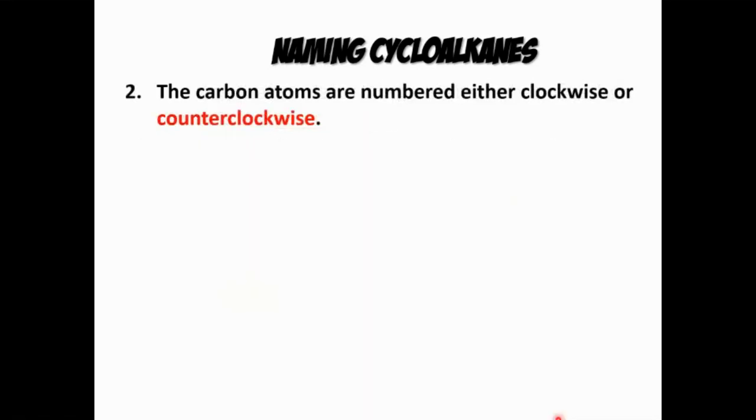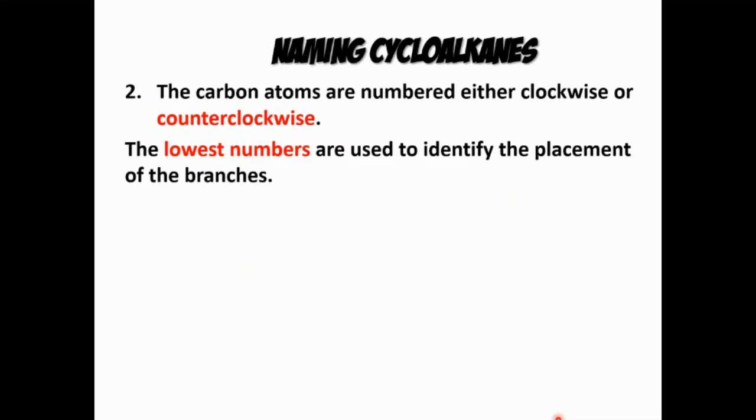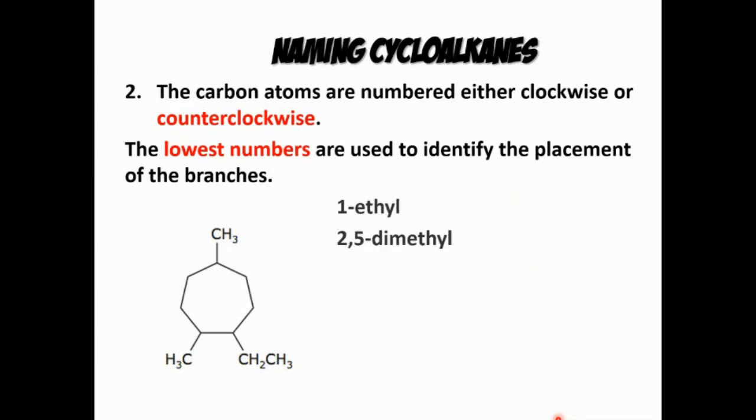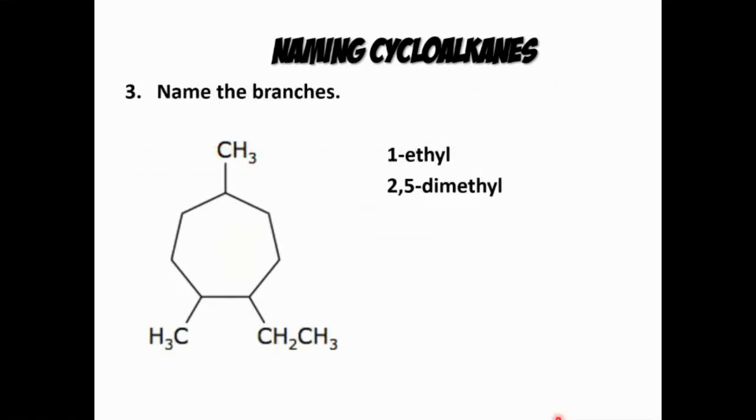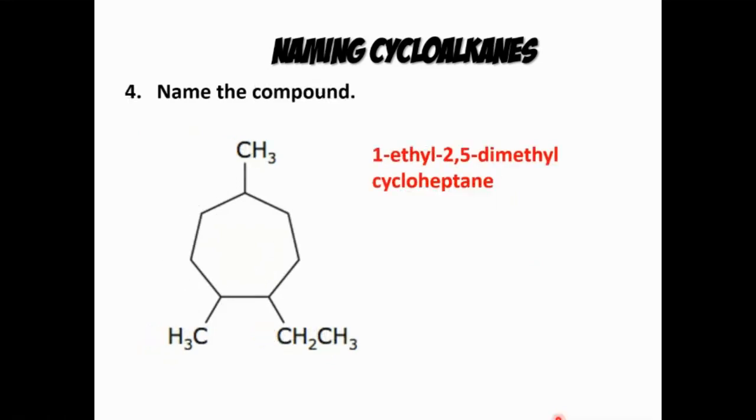And then number 2, the carbon atoms are numbered either clockwise or counterclockwise. So the lowest numbers are used to identify the placement of the branches. It's like this. Yan ulit. And then na-identify na natin yung lowest number to identify their respective placement. So may nakita tayong 1 ethyl at saka 2 and 5 dimethyl. So we must name the branch. Number 4, we must name the compounds, just like 1 ethyl, 2 and 5 dimethyl cycloheptane. Yun ang kanyang respective name.